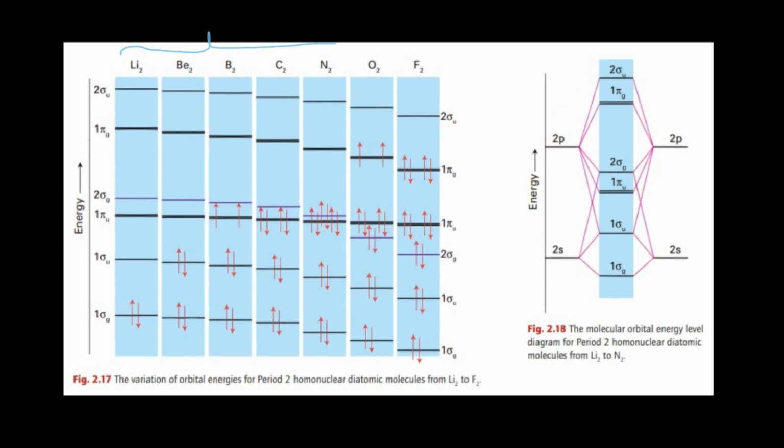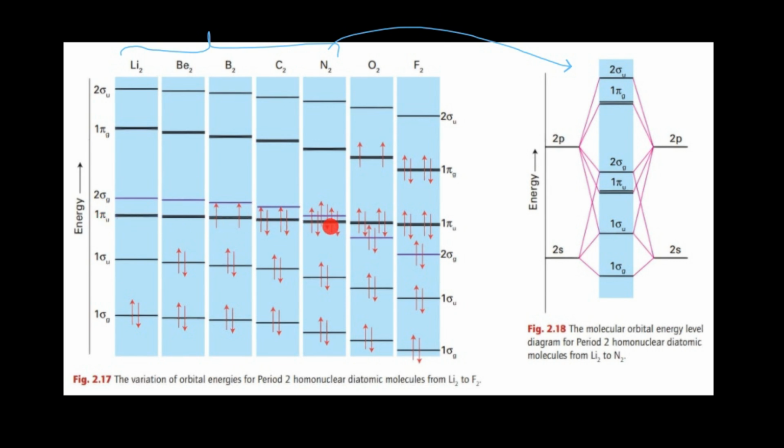From lithium to carbon, they all will have the same molecular orbital diagram. But it will change for oxygen and fluorine. Why? You see here, up to the nitrogen atom there is no problem. In that case, you see pi bonding has lower energy. This is pi bonding, the degenerate one.